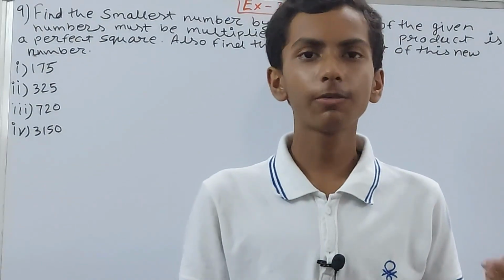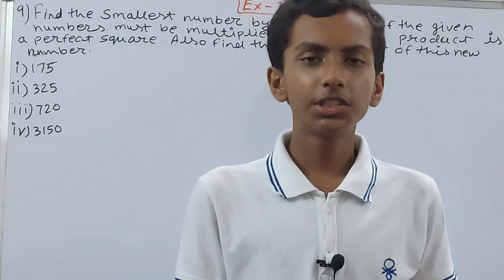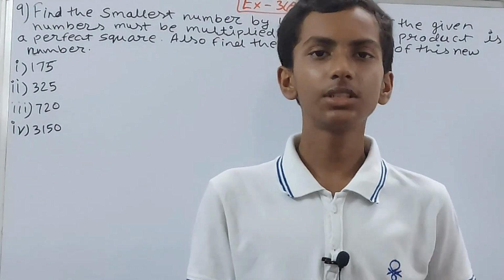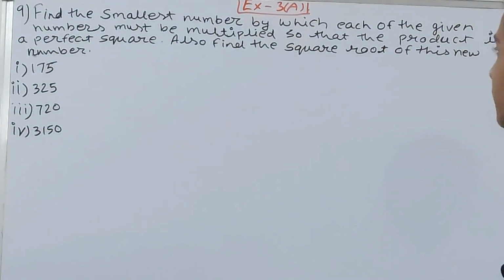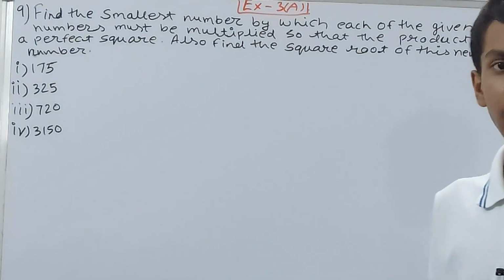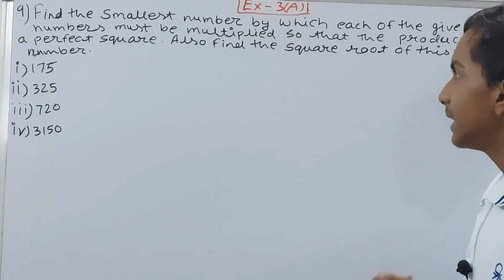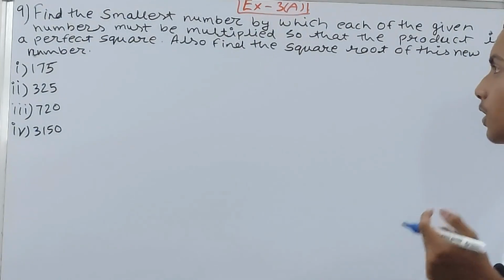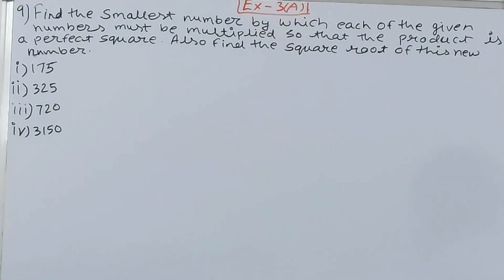In this video we are going to solve ICSE Mathematics Class 8 Chapter 3 Square and Square Root, Exercise 3A, question number 9. Find the smallest number by which each of the given numbers must be multiplied so that the product is a perfect square. Also find the square root of this new number. So first we have to find the smallest number by which the number should be multiplied so that the product formed is a perfect square. Then we also have to find the square root of the new number.